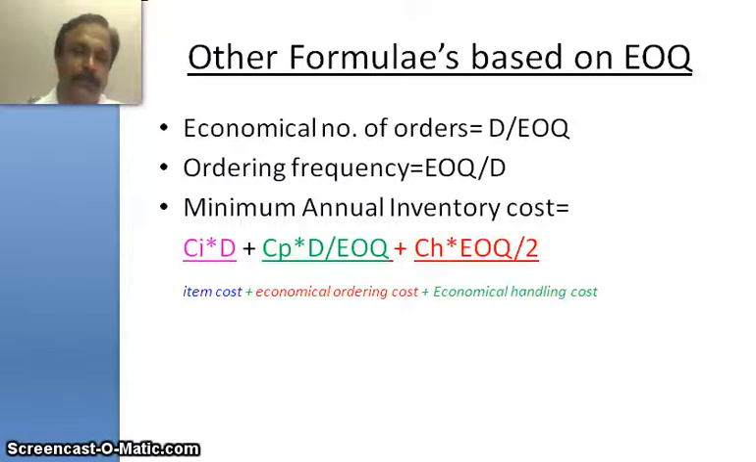Now if you resubstitute this EOQ into the inventory cost, you can also determine the minimum annual inventory cost one has to pay, that is CI into D plus CP into D divided by EOQ plus CH into EOQ by 2. Here, this relation is a very important and fundamental relation. If you look at this, there is an item cost, there is an economical ordering cost, there is an economical handling cost.